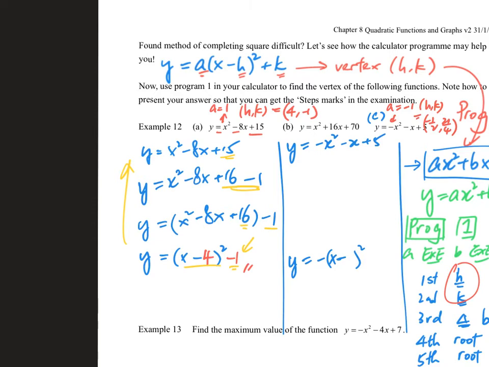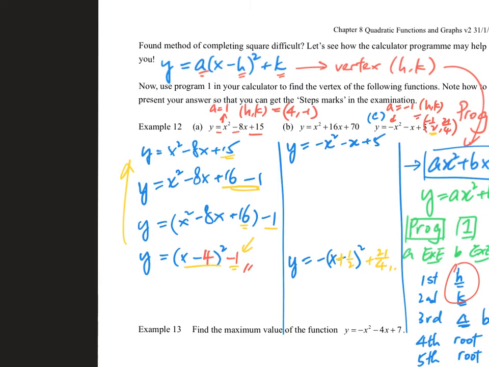Now the h is minus half, so that's why it goes to plus 1 over 2 here in the brackets. k is 21 over 4, so this is the answer after the method of completing square.